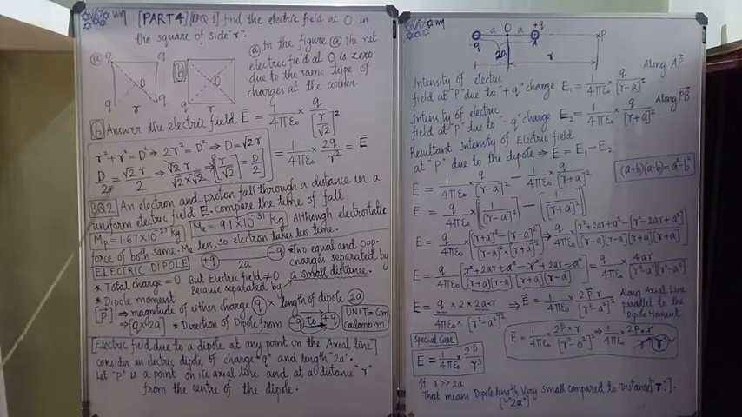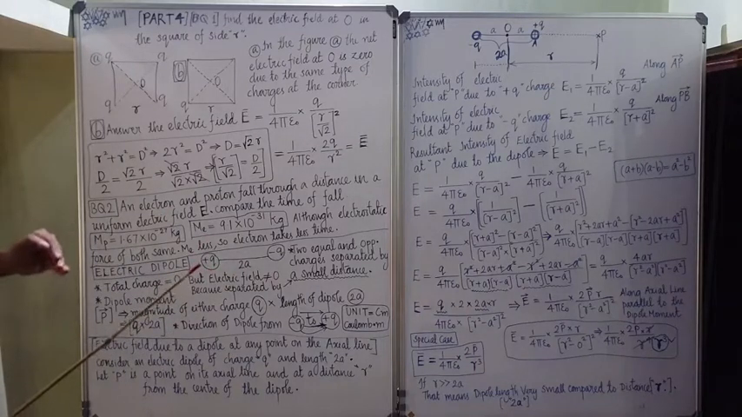Okay, that's it. And then comes our board examination question. This is a logical question which is asked. An electron and a proton fall through a distance in a uniform electric field. That means a negatively charged electron and a positively charged proton fall through the same distance in a uniform electric field. That means the field is uniform. Equal field is there all over the distance.